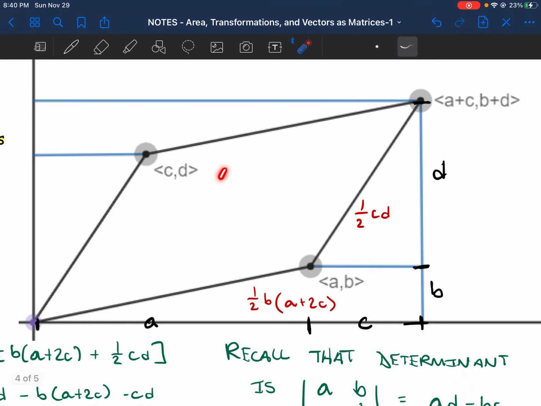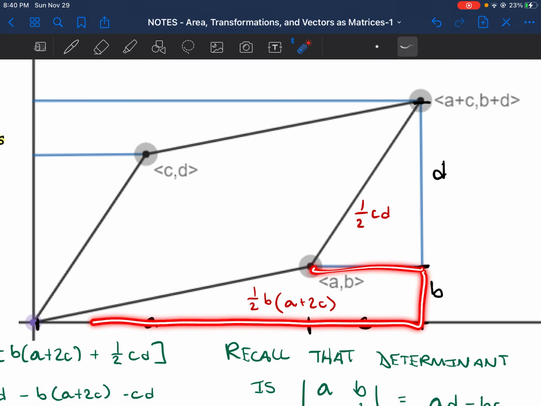Well, we know that the area of a triangle is 1/2 the base times the height. Well, the base here, we've already established that the base is C, and the height from here to here is D. So the area of this triangle is 1/2 C times D. Now let's look at the area of this little trapezoid.